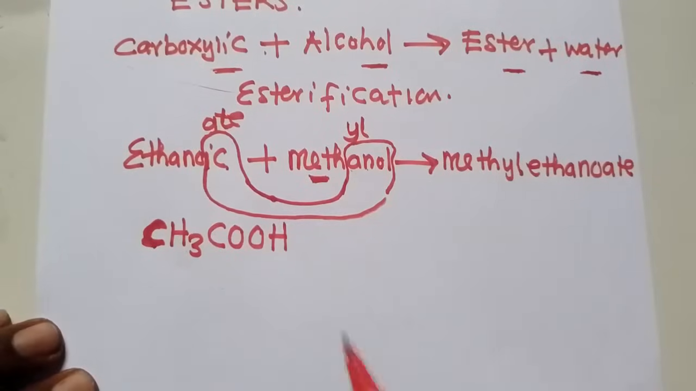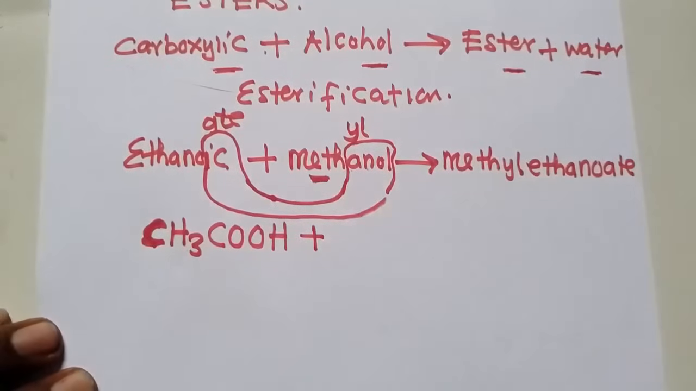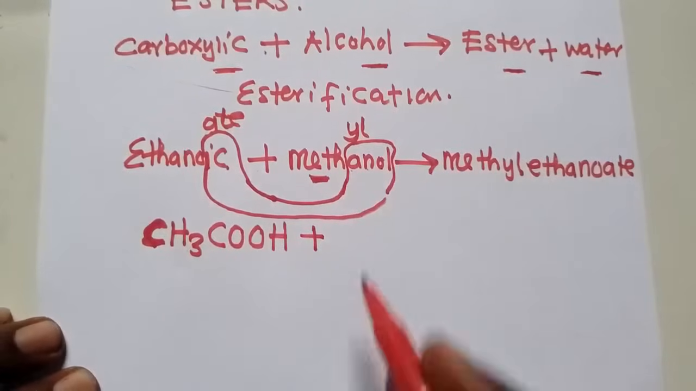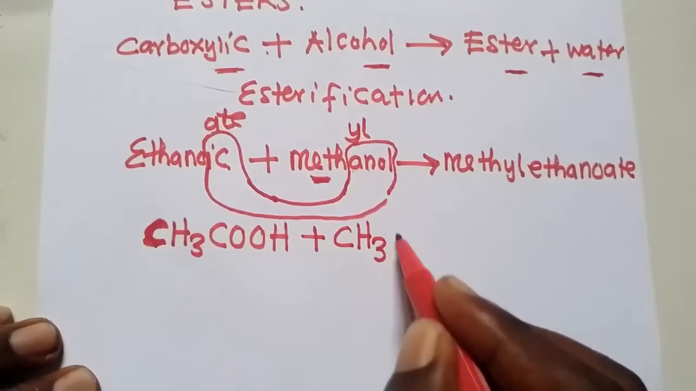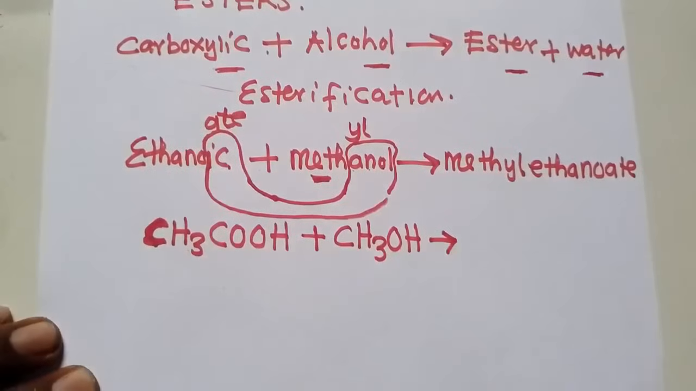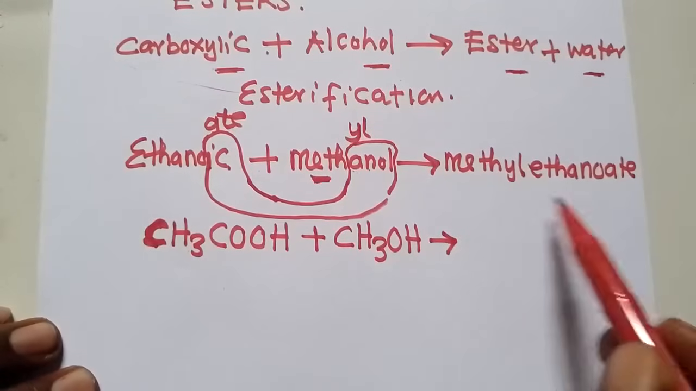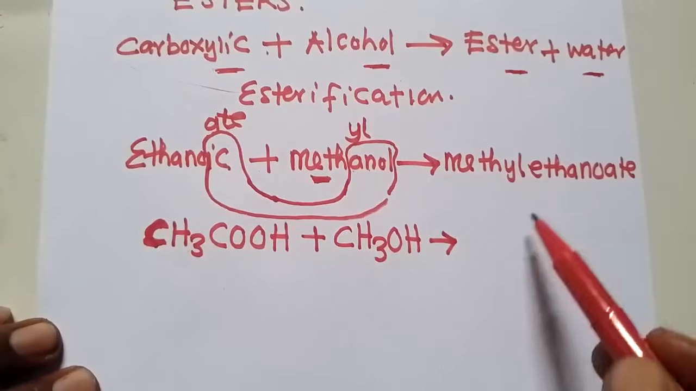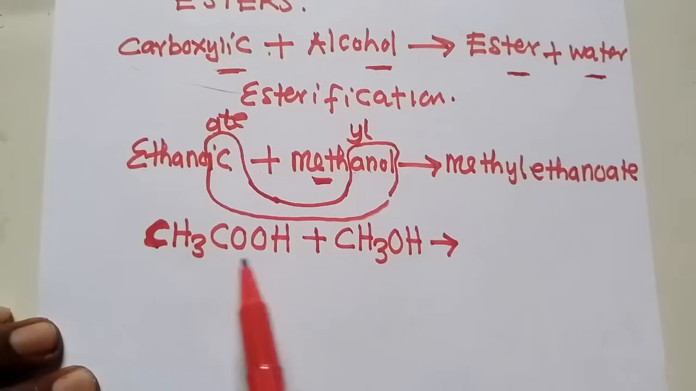Ethanoic acid is reacting with methanol. Methanol is just like this. This is how methanol is. This is methanol, to produce methyl ethanoate. So have you seen the way the name is? But when writing it, we need to start with this one. Have you seen this one? So what happens is this. This is what gets to happen.